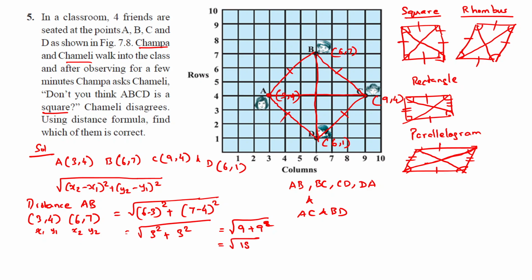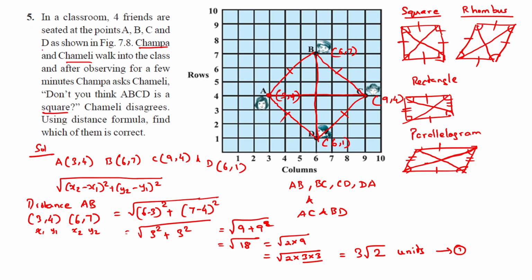So root 18. Root 18 can be written as root of 2 into 9, or else we can write 2 into 3 into 3. For one pair of 3, if we take the square root, one 3 will come out. So we can write this as 3, and inside the square root we will have 2. 3 root 2 units. We need to write units. So this is the distance of AB. Take this as equation 1.